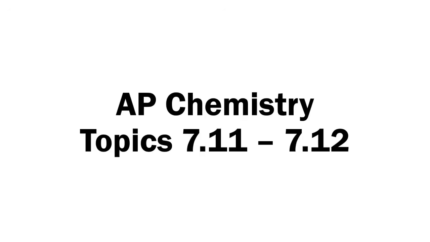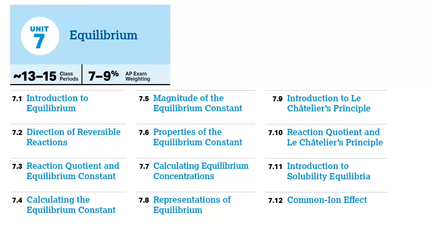These are the answers to the AP Chemistry packet that covers topics 7.11 and 7.12. On this slide, you can see Unit 7 at a glance. Unit 7 is entitled Equilibrium.